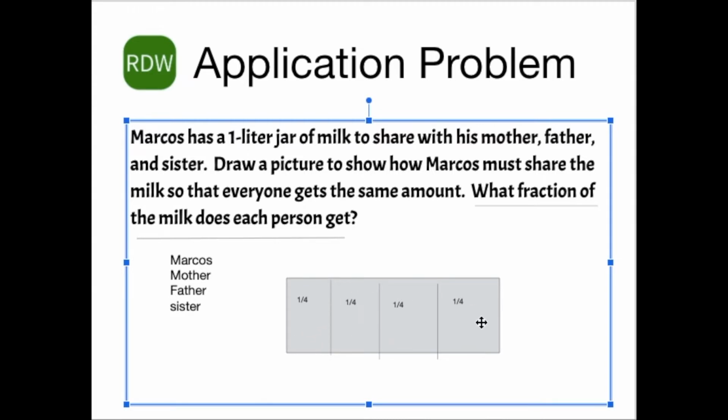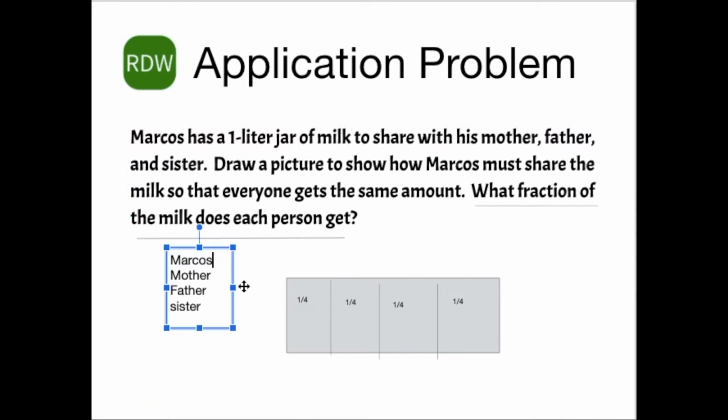So if we broke this fraction up, we have seen this rectangle breaks up into 4 fourths. 1/4, 2/4, 3/4, 4/4. So the fraction of the milk that each person gets would be 1/4.